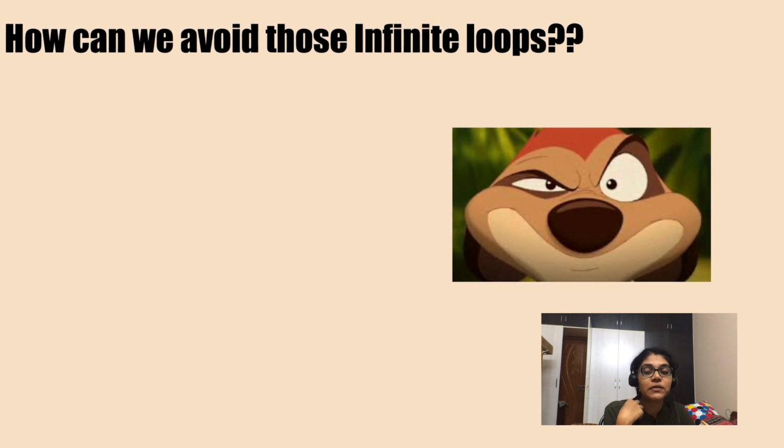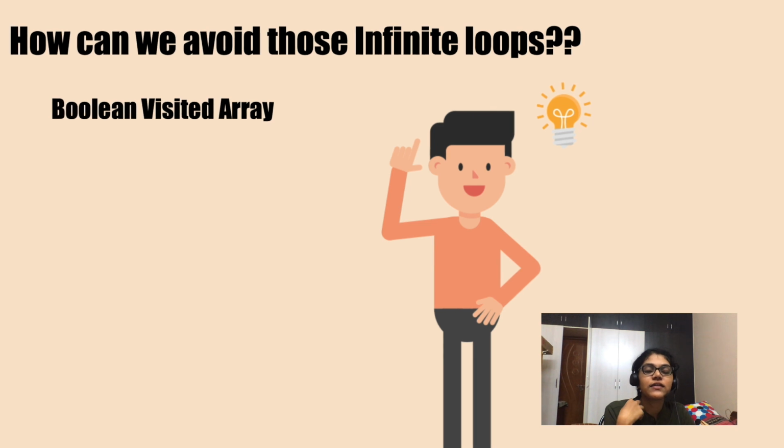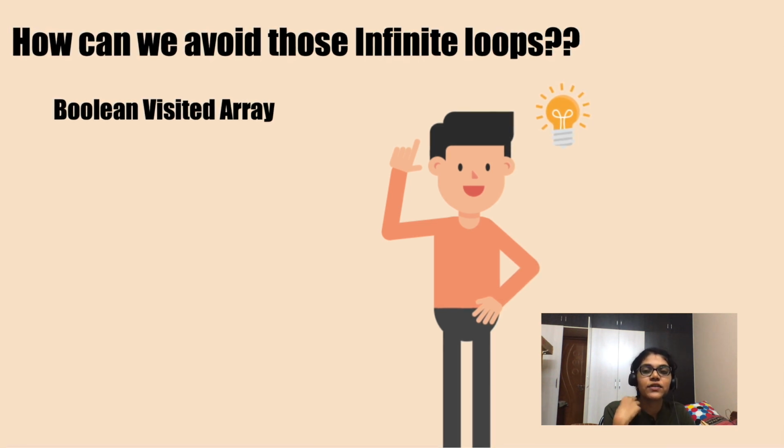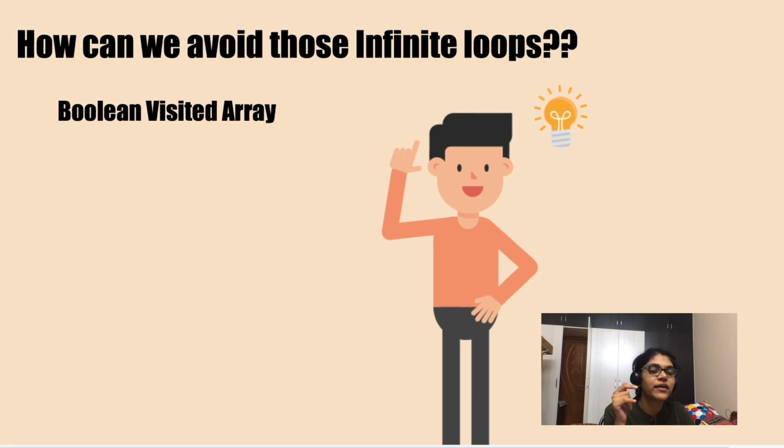Pause the video and think about the solution. So we are going to use a Boolean visited array. We are going to mark all the vertices of the graph as not visited, and as we go on visiting the vertices, we mark them as discovered, so we don't keep visiting the same vertex again and again, and thus avoid the infinite loops. Now let's see the algorithm.